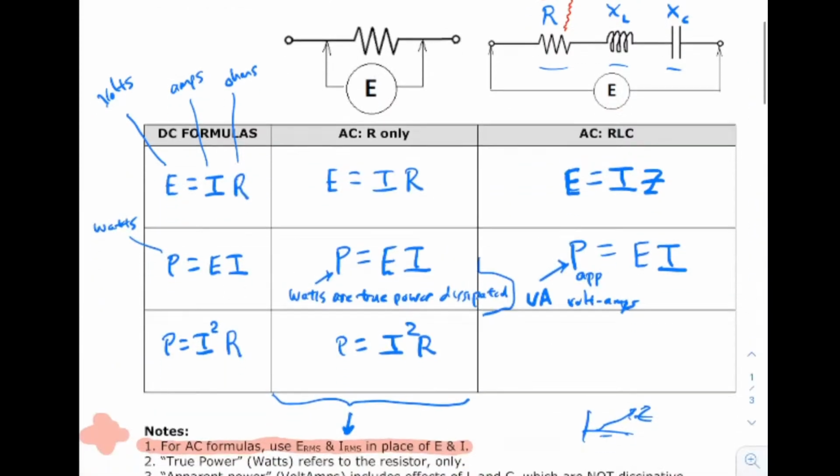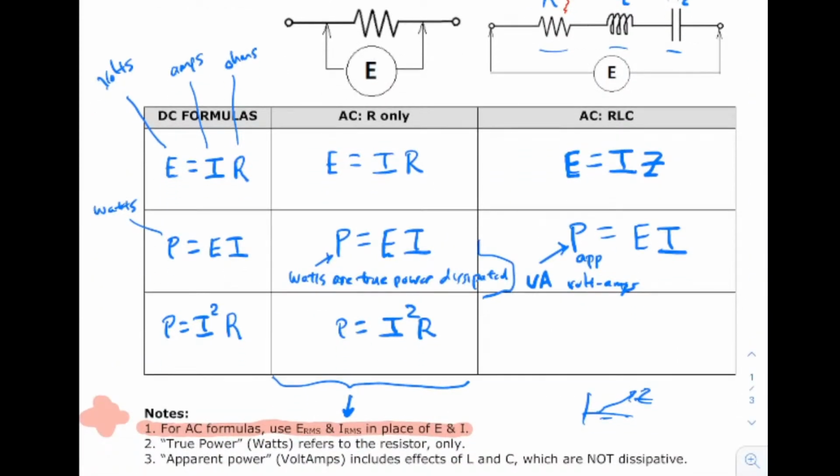As far as this I squared R, well, we're going to use I squared Z again. And again, because the Z is determined by taking into account not just the resistor, but also the coil and also the capacitor, then it's going to be a bigger number than the resistor. And so this number is going to be too high, and so we call it an apparent power. And again, this is in volt amps.